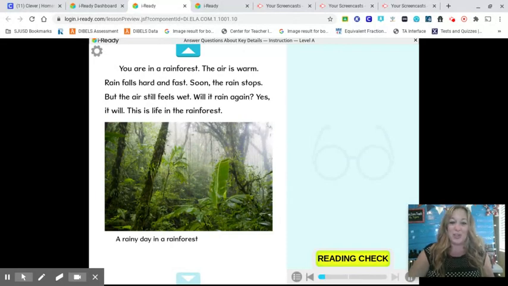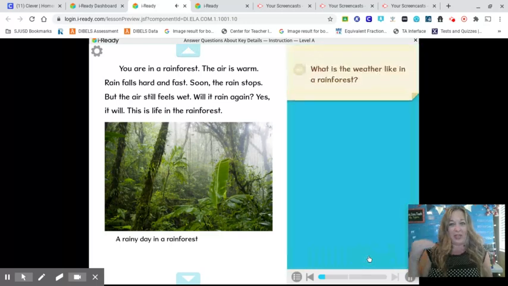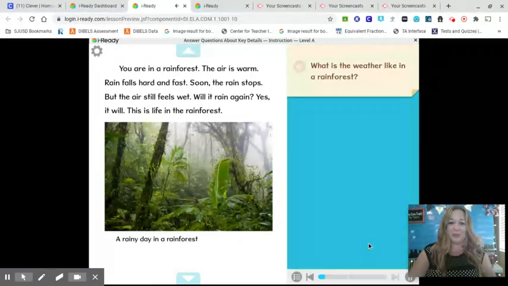Now, scholars, I want you to look at this picture and notice, what do you see? Underneath the picture, we have a text feature called a caption. It reads, "A rainy day in a rainforest." Let's stop and let's think, because good readers are going to read and think at the same time.